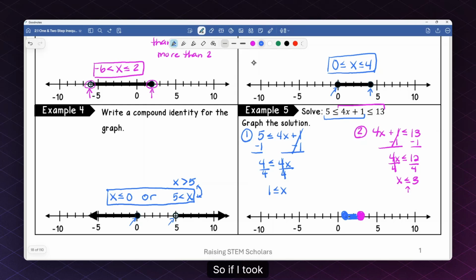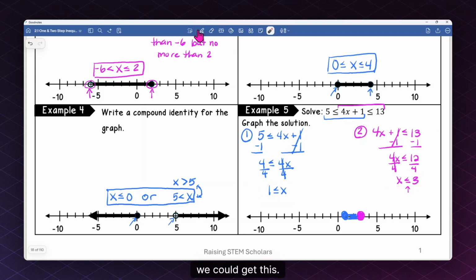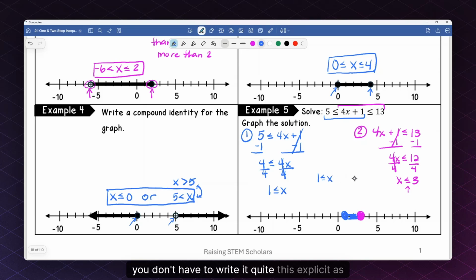So if I took both these halves and smashed them back together again, we could get this. I'm going to write it. You don't have to write it quite this explicitly as what I'm doing right here. I'm just showing you what I'm doing to put it back together into one big answer. But see this x here and this x here. I'm just going to write 1 is less than or equal to x less than or equal to 3.